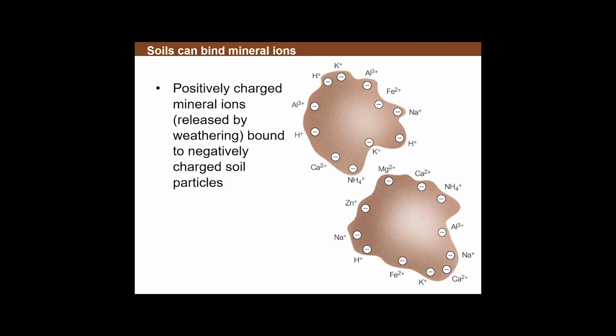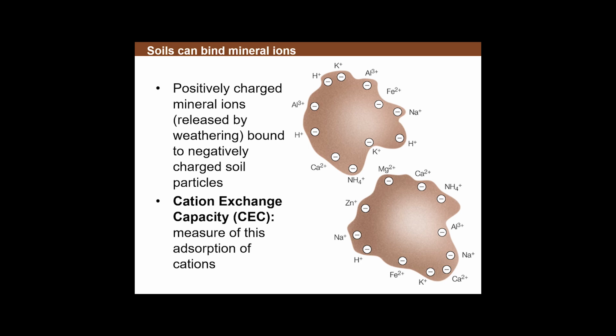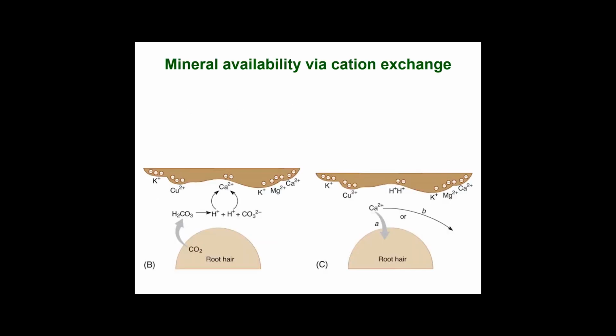This occurrence of positively charged mineral ions being bound to negatively charged soil particles is called cation exchange capacity. It's the measure of this absorption of cations. And these cations can be released through a cation exchange process and made available for plant uptake. Here's a schematic that demonstrates that.